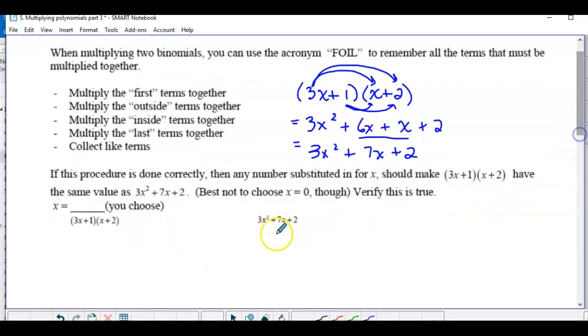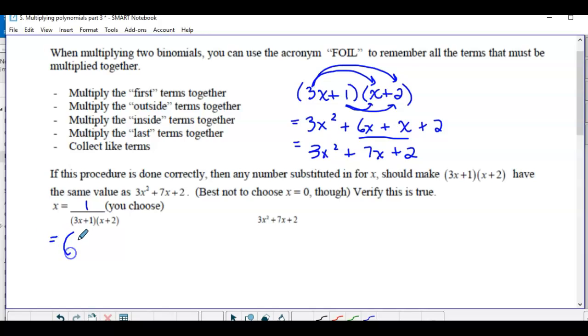If this procedure is done correctly, then any number substituted in for x should make the original factored form have the same value as the simplified form. Remember, x represents any number. It's a variable, so you can change the value of x. This is one way of checking your work rather than just redoing it and maybe making the same mistake. So choose a number, but I wouldn't choose 0, because maybe you forgot the x squared on one of them and you would still get the same value. So I like to choose 1. It's almost as easy as 0.